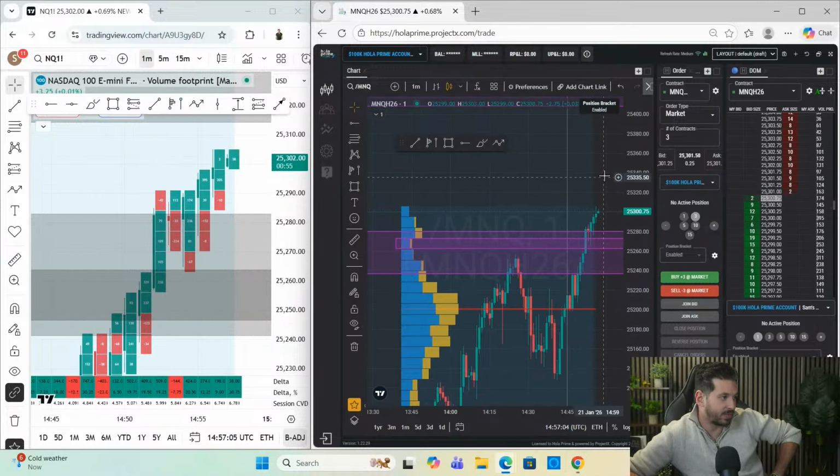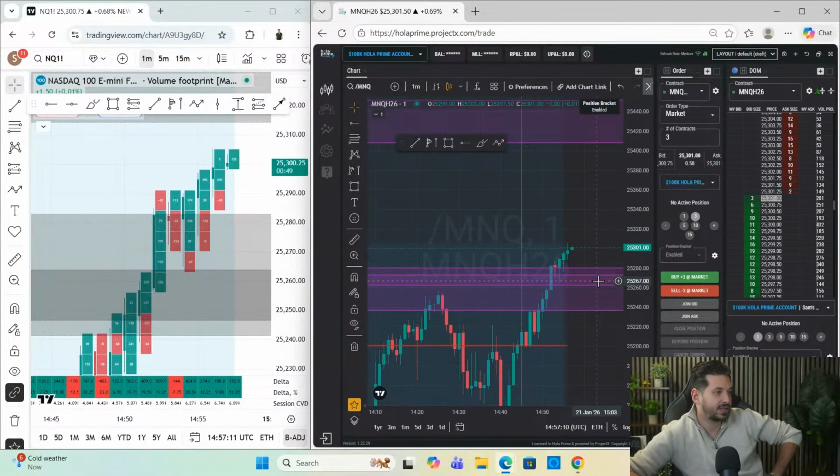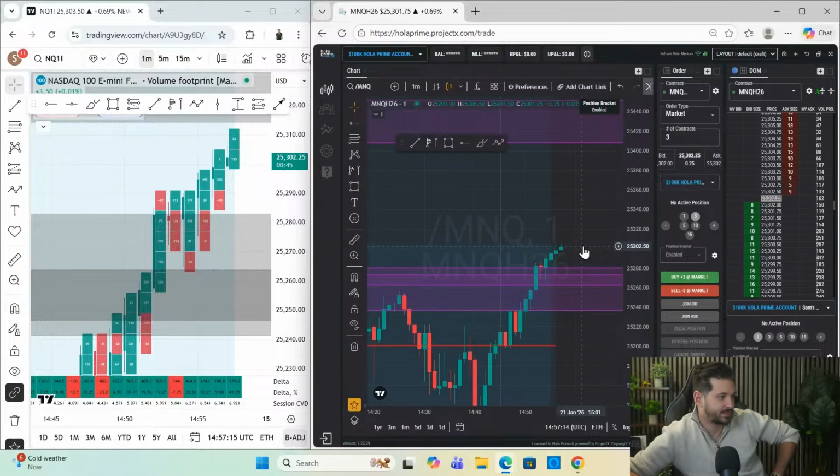As we go a little bit higher, more gaps will be created, and then I can look for pullbacks into them and trades.